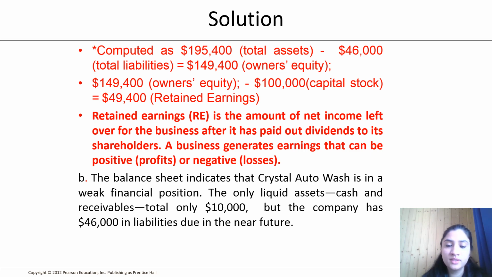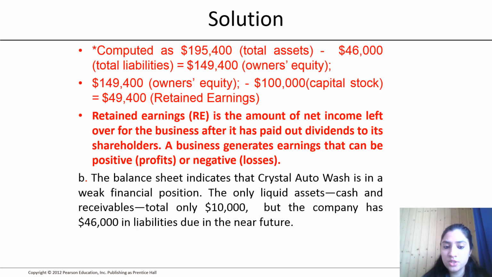So that is the retained earnings. This could be positive, that could be negative. Okay, so now they ask what this balance sheet indicates about the position of the company, Crystal Auto Wash. What is the financial position of the company?